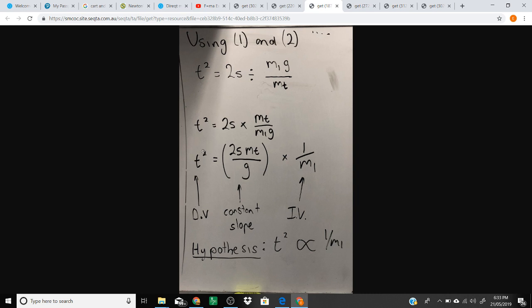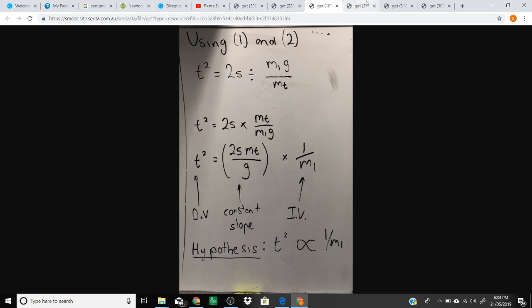Imagine that you've got t squared is your y, and the constant slope, we'll say that's m, times x, the independent variable. Y equals mx. So variable equals constant times variable is going to be a straight line that goes through the origin. So the hypothesis will be t squared is proportional to 1 on m1. And what we should observe to confirm that is a straight line graph that goes through the origin. And using this, we can actually even determine a measurement for g.